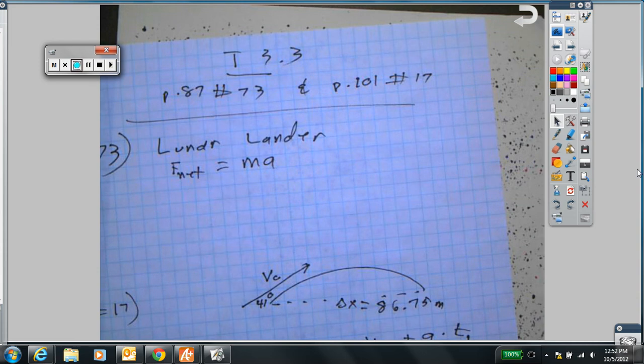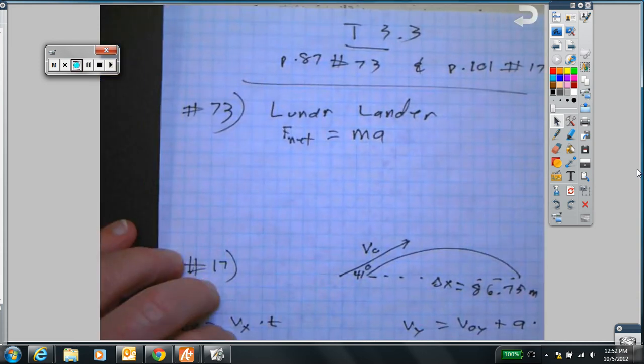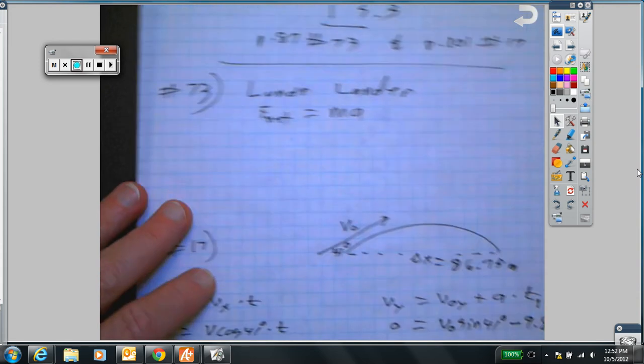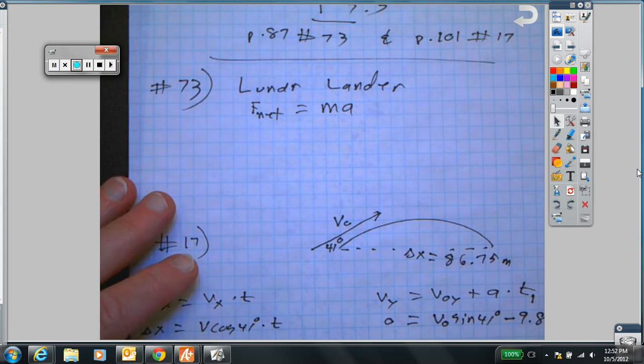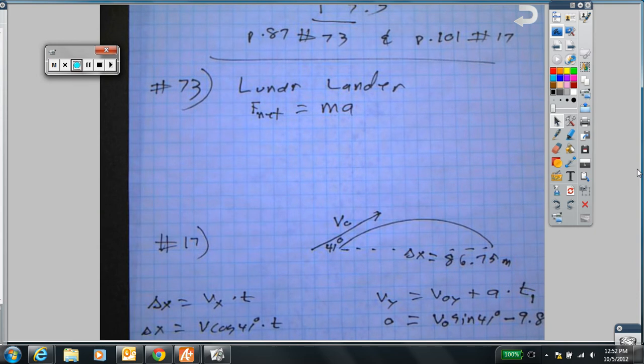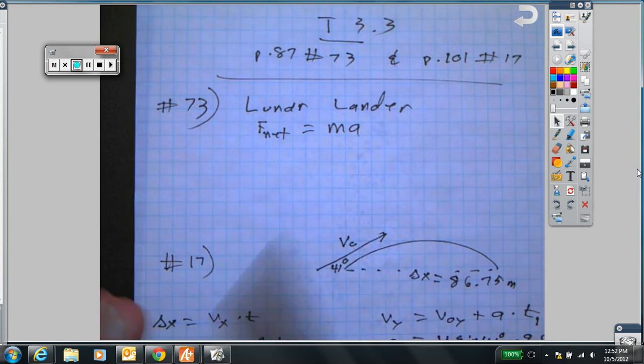Hey, AP Physics students, how about a couple of hints about T3.3, which is page 87, number 73, and page 101, number 17. First of all, number 73. It's about a lunar lander, and we would like to discover the thrust force that is needed to make this thing stop and not crash into the lunar soil.